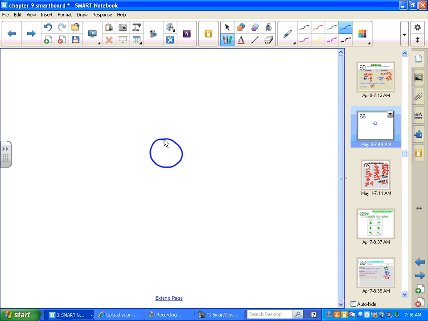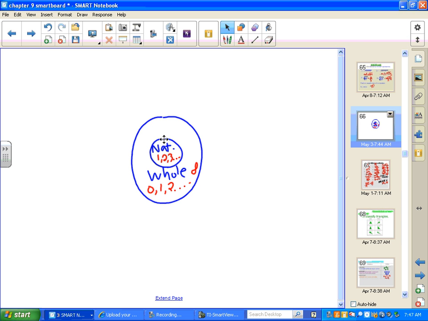Okay, Matt, the next circle, what goes there? Okay, and what is a whole number, Matt? Good. All the way to infinity. So the only difference between whole is that it starts with a 0. The next circle. Good, integer. And can you explain what an integer is? Good job. So negative infinity to positive infinity, no fractions, no decimals, nothing like that.